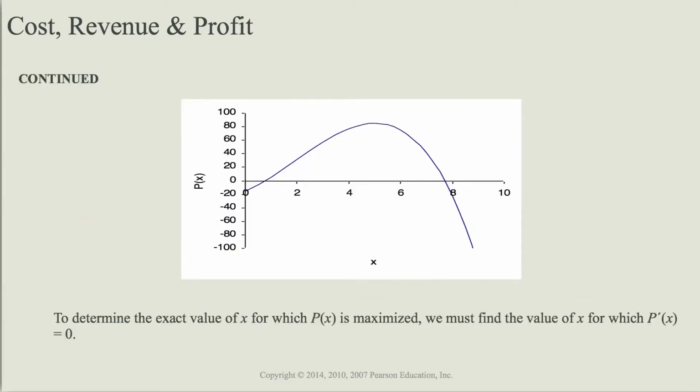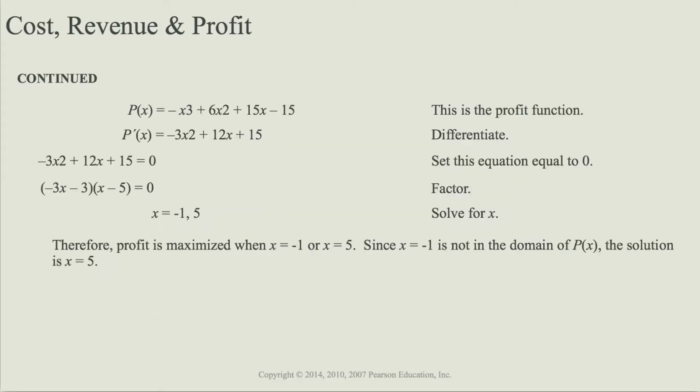So here is the graph of the profit function. It looks like somewhere within here we'll maximize the profit that we're creating at this firm. In order to maximize that profit, we get the profit function and find its derivative.